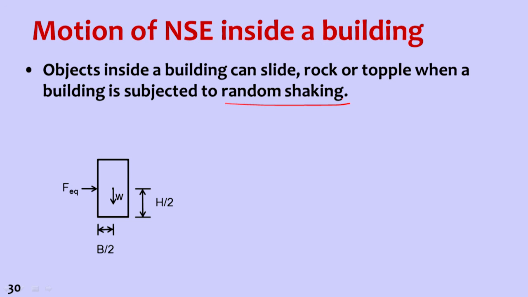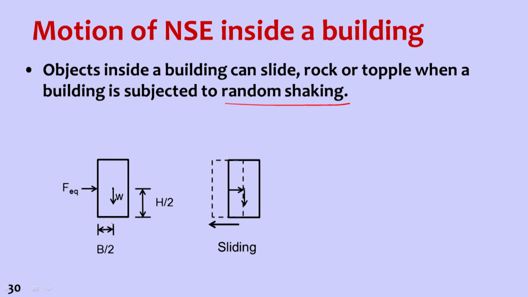The first example is a non-structural element whose weight is given by W, and the earthquake force is acting at the center of mass, and say the center of mass is exactly at h by 2 in the vertical direction, and in the horizontal direction at b by 2, breadth by 2 and height by 2.